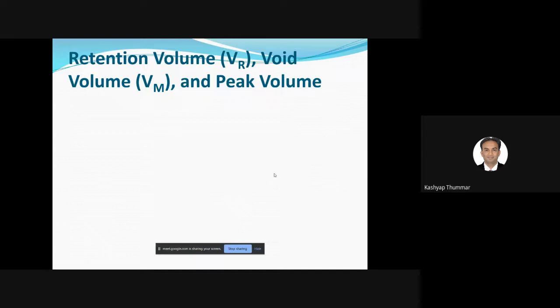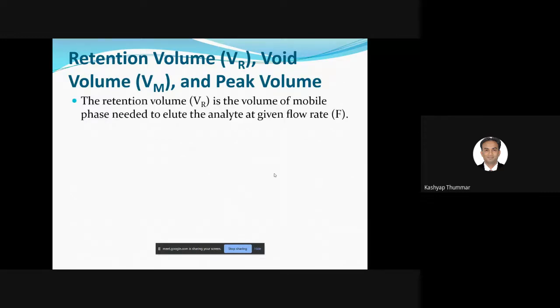Now the terms are retention volume, void volume, and peak volume. You need to get this terminology. Retention volume is the volume of mobile phase needed to elute the analyte at a given flow rate. So it is just basic terms: how much mobile phase you require to elute the particular peak.